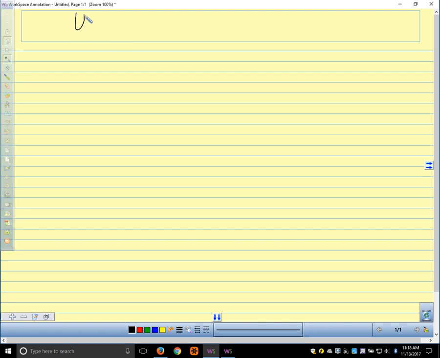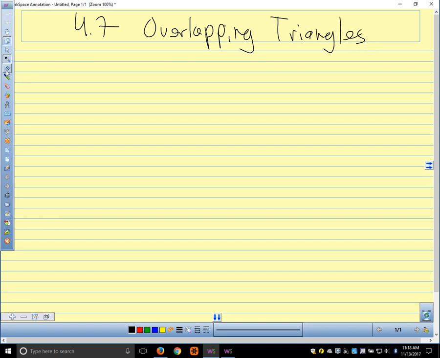All right, so we're in section 4.7. Sometimes we are given problems where we don't have two separate figures. Sometimes our figures are overlapping, and we have to figure out what pieces of information are important, what piece of information that we need.